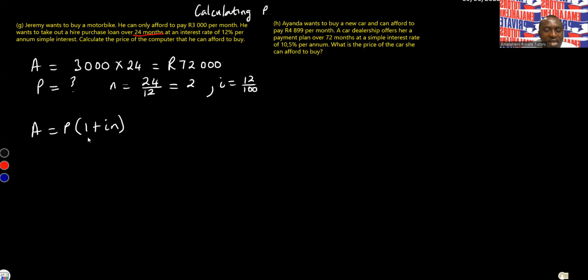Remember our formula: A is equal to P(1 plus IN). I think I've shown you in exercise 1 that we can divide both sides by 1 plus IN to be left with P. So P is equal to A over 1 plus IN. Now, what is our A? It is 72,000. We have 1 plus, what is our I? It is 12 over 100 times N, which is 2.